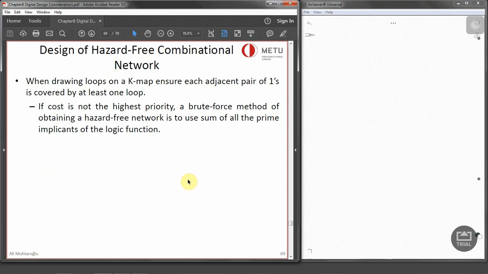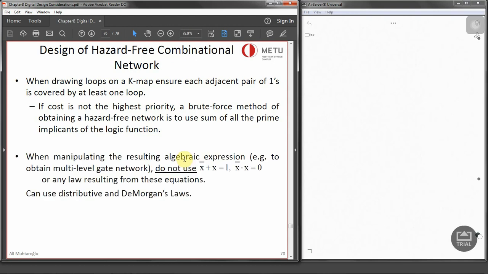When drawing loops on a K-map, ensure each adjacent pair of ones is covered by at least one loop, which we have already done. If there is no problem with the cost, you can have larger circuitry. A brute force method of obtaining a hazard-free network is the sum of all the prime implicants of the logic function. So we can combine all the ones, even the redundant ones, and we get a hazard-free circuit. But in this case, we'll have a larger circuit.